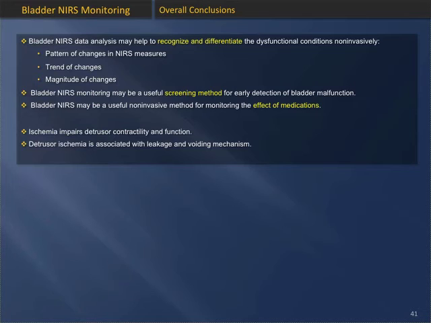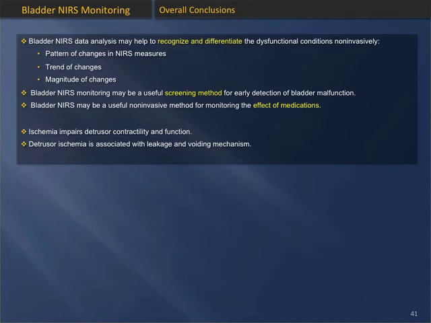Overall conclusion: working with near-infrared spectroscopy in asymptomatic and different kinds of symptomatic dysfunctional patients, it seems that using near-infrared spectroscopy, even simultaneously with urodynamics data, can provide some more insight into bladder function. It is totally non-invasive, and can add some information about bladder function in different kinds of dysfunction. Bladder near-infrared spectroscopy monitoring might be a useful screening tool, at least in high-risk patients, and may be a useful non-invasive method for monitoring the effect of medications and treatment plans.